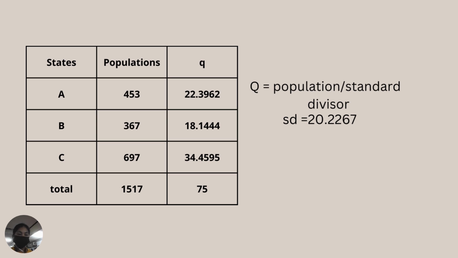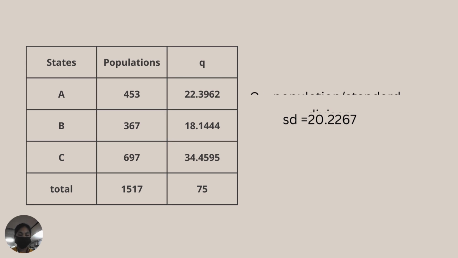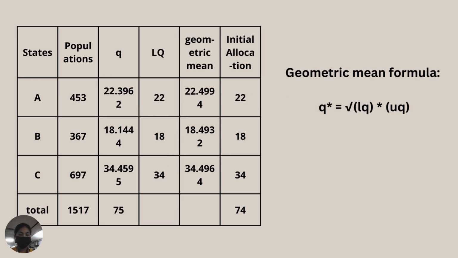First, state A has a population of 453 and our standard divisor is 20.2267. So the quota is 22.3962. In state B, we have a population of 367 divided by 20.2267. In state C, we have a population of 697 divided by the standard divisor of 20.2267, and the quota is 34.4595.